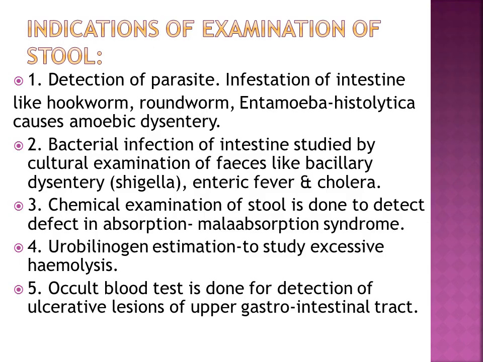Urobilinogen estimation is done to study excessive hemolysis. Occult blood test is done for detection of ulcerative lesions of the upper gastrointestinal tract.